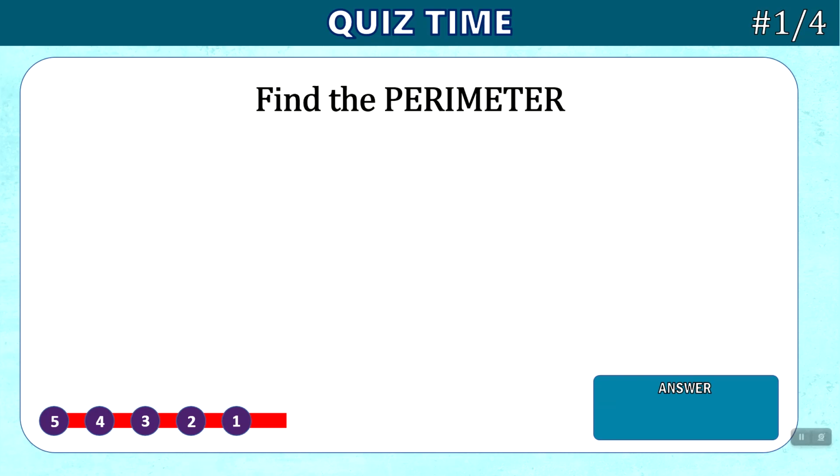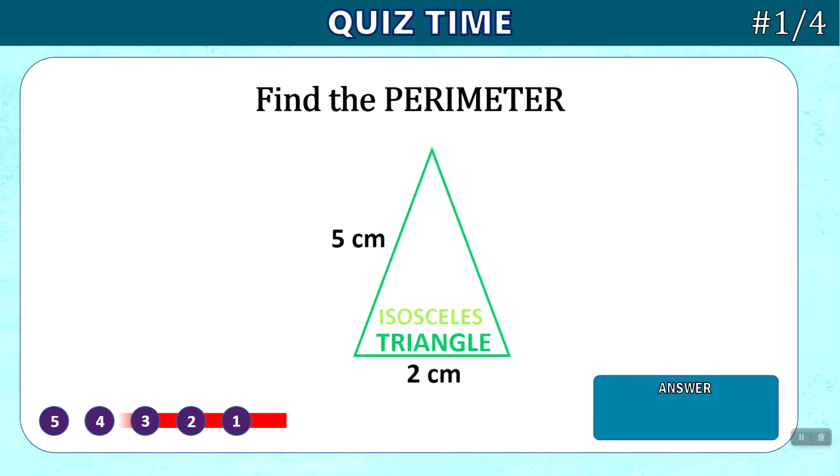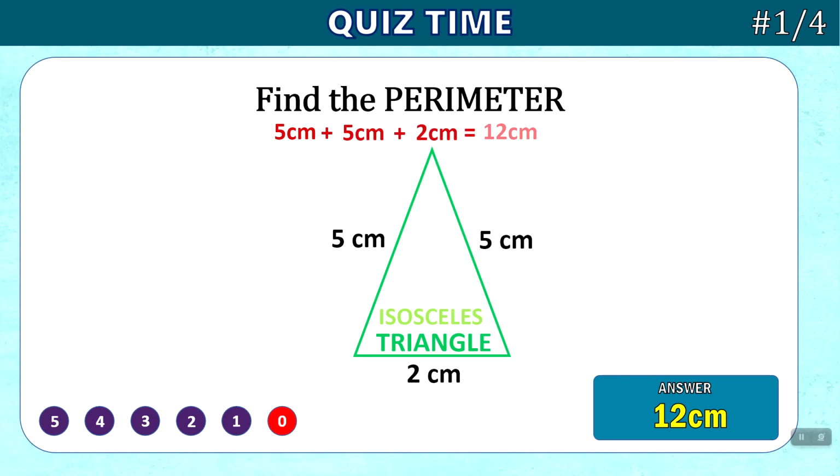Find the perimeter of this shape. Time's up. The answer is 12 centimeters. In an isosceles triangle, 2 sides are equal and the third side is different. In this case, we have 5 centimeters and 2 centimeters. The third side is also 5 centimeters. 5 plus 5 is 10 plus 2 is 12. 5 plus 5 plus 2 equals 12.